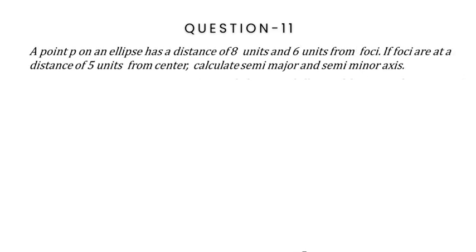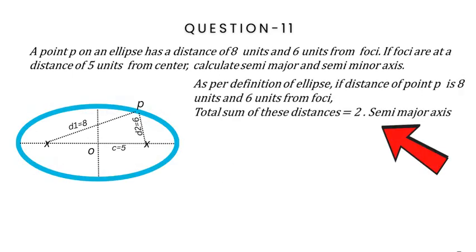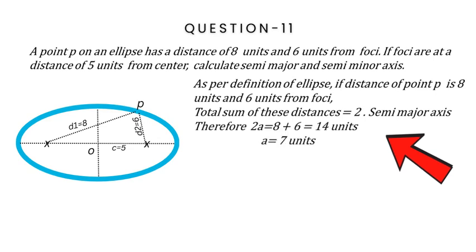The last question is, a point P on an ellipse has a distance of 8 units and 6 units from the foci. If the foci are at a distance of 5 units from the center, calculate the semi-major and semi-minor axis. As per the definition of an ellipse, if the distances of point P are 8 units and 6 units from the foci, the total sum of these distances equals 2 times the semi-major axis. Therefore, 2a equals 8 plus 6 equal to 14 units. Therefore, a equals 7 units.